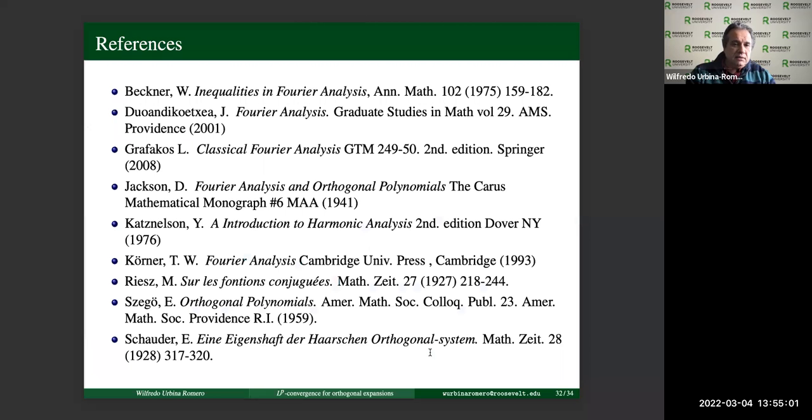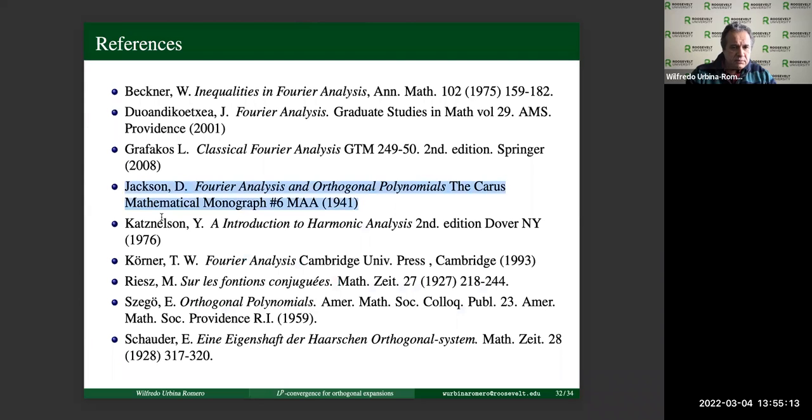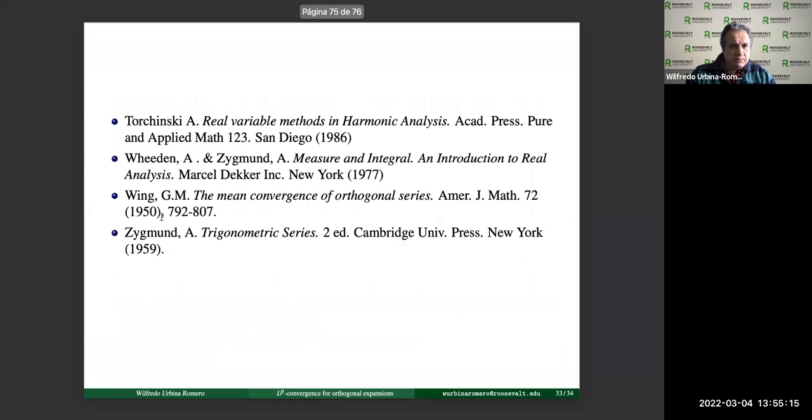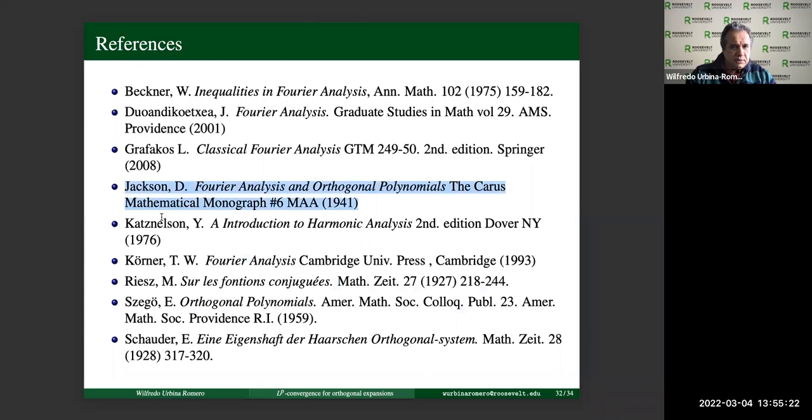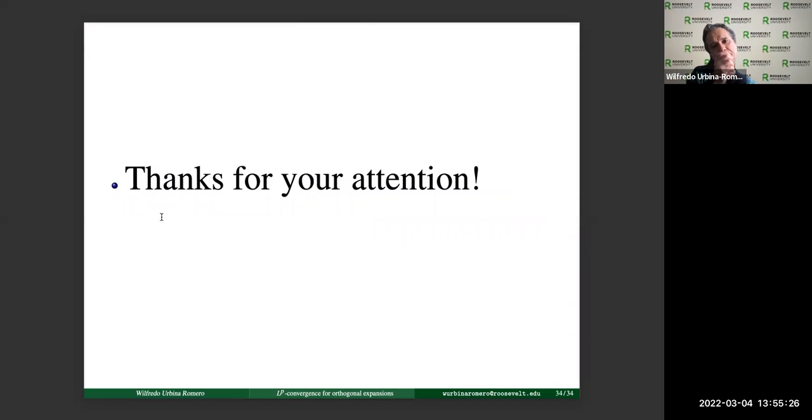So here is a list of references. This is an old book, but very nice. And here is, oh, what is Polar? Here is not Polar. Oh, I forgot to put it. So it's a series of papers. And well, that's it. Thank you for your attention.